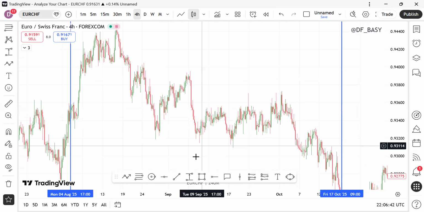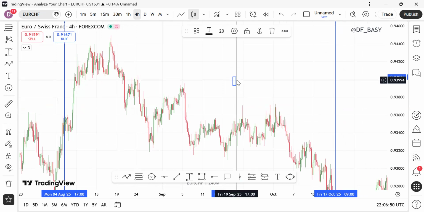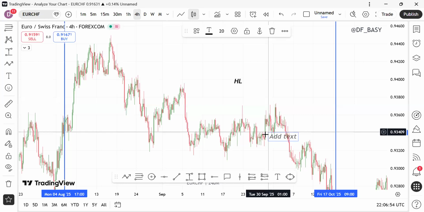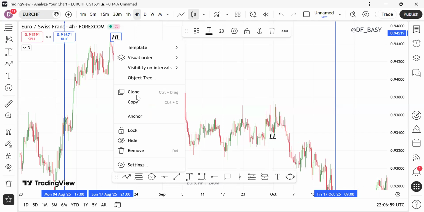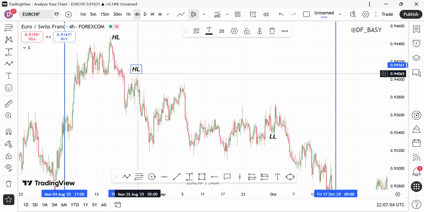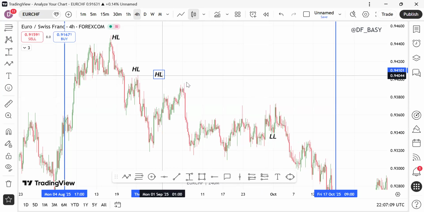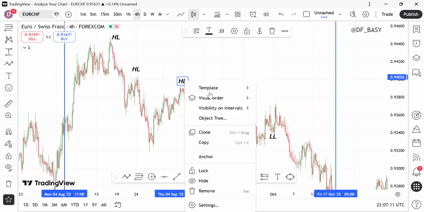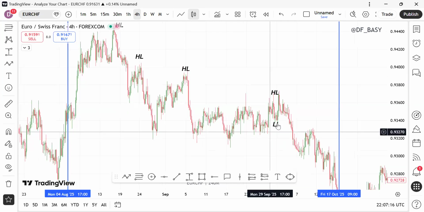So market has made what? Lower lows, higher lows, and lower lows. So it's a higher low, it's another higher low over here. It's a higher low over here. This is a higher low over here. And where are the lower lows?